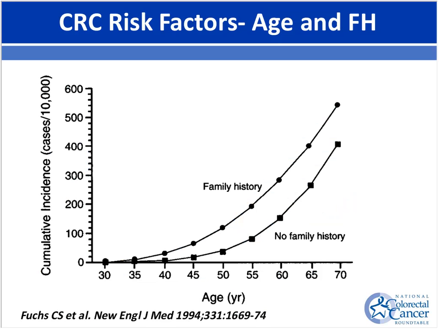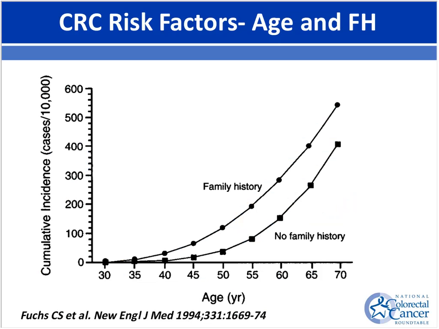This is old data now, but still important data from Charles Fuchs and colleagues showing the impact of family history, both in age, on colorectal cancer risk. And this is colorectal cancer incidence as a function of age. The curve on the right shows that colon cancer incidence begins to increase substantially around age 50 and then doubles every decade until around age 80 in individuals with no family history.